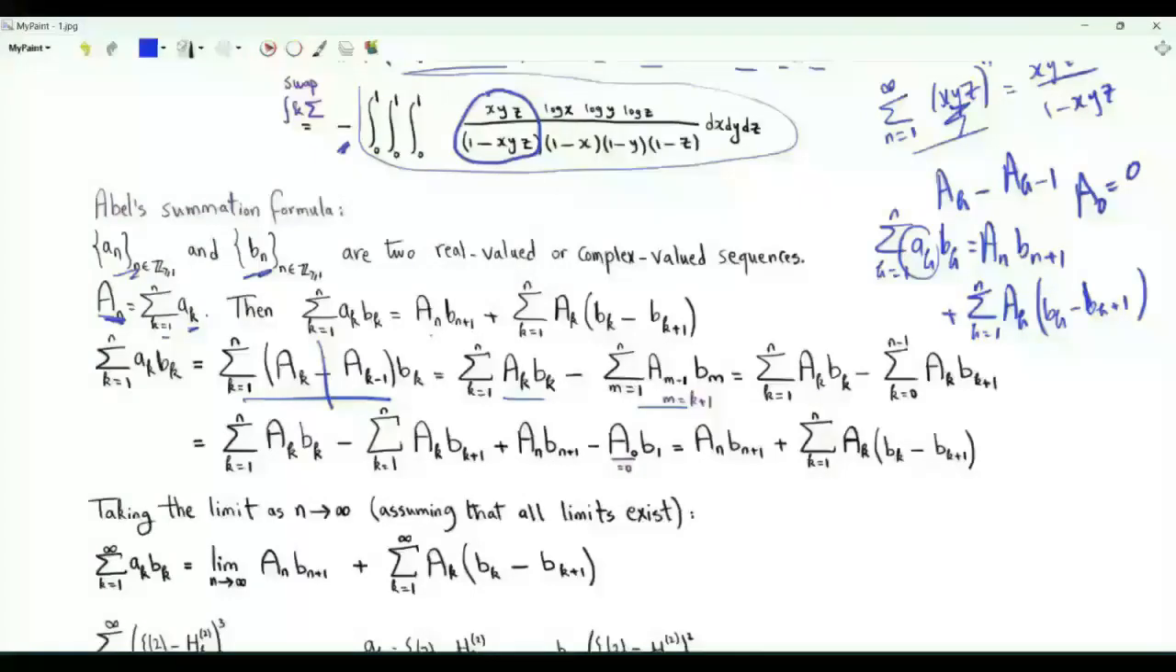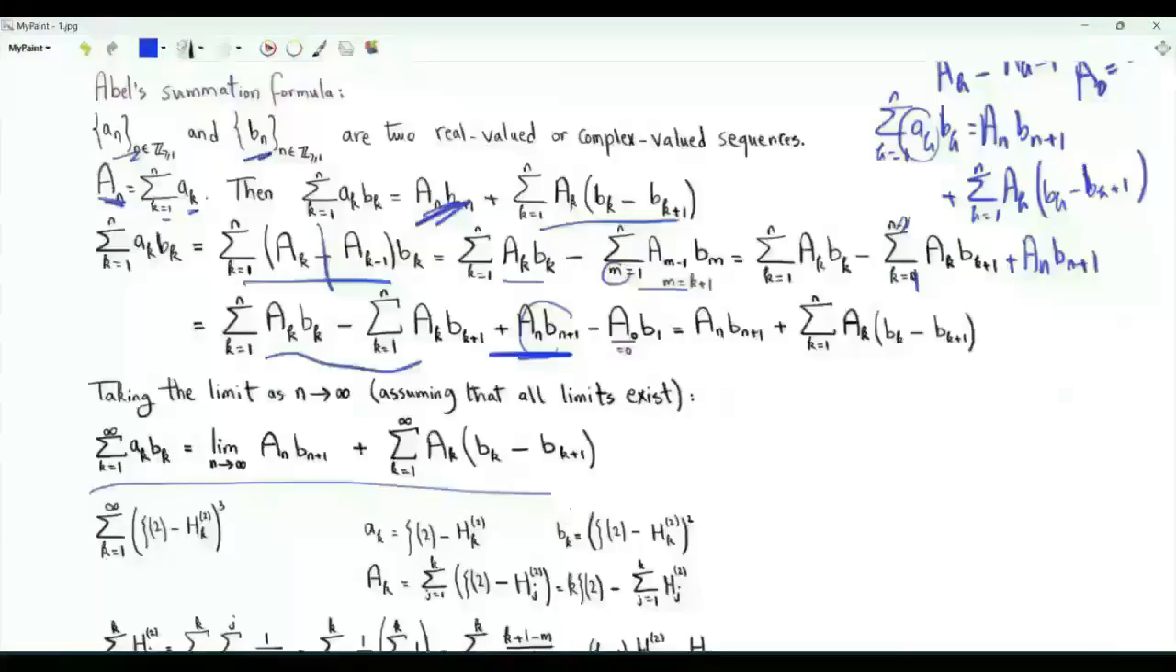Split into two sums. Write the second sum using the summation index m. Do the substitution m equal to k plus 1. When m is 1, k is 0. When m is n, k is n minus 1. Note that big A0 is 0, so we can start from 1. Extend the sum to n. If we extend the sum to n, we need to add big An, bn plus 1. This is this term here. Combining the two sums, we get this part. Take the limit of both sides as n tends to infinity. We obtain this result. We are implicitly assuming that all limits exist.